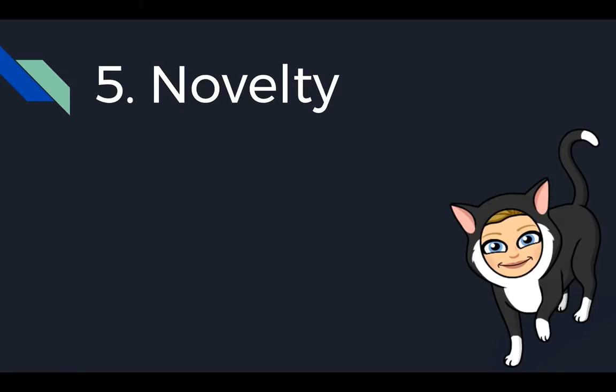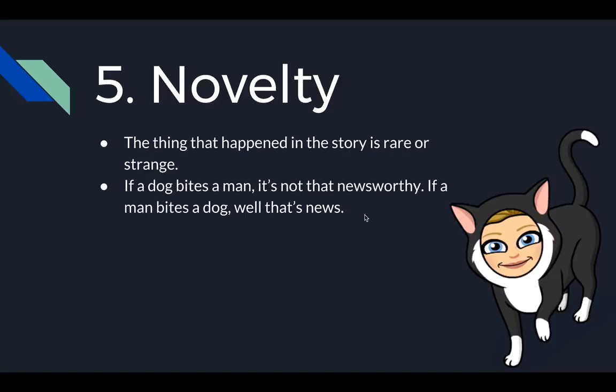The fifth one's novelty, which is the super weird, creepy Bitmoji cat over here. The thing that happened in the story is rare or strange. It's not common. That doesn't mean it has to be super weird; it just means it doesn't happen all the time. Like the solar eclipse had a little bit of novelty in it because it doesn't happen very often. This is a really famous saying when it comes to teaching journalism, and I'm not sure why, but I'm going to share it with you. If a dog bites a man, that's not newsworthy. Dogs bite people. It's not that crazy. However, if a man were to bite a dog, that's news because that doesn't happen very often. Strange analogy, but there you go.